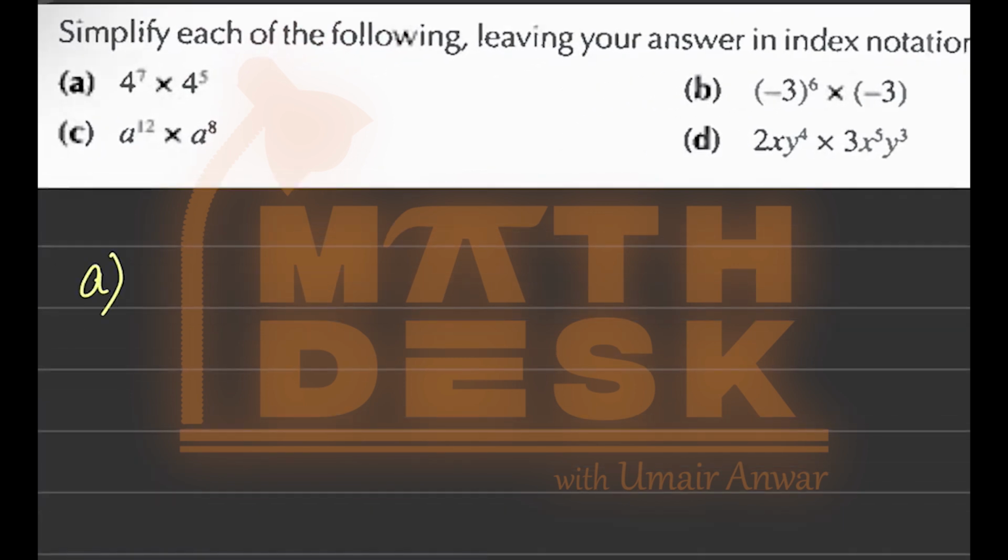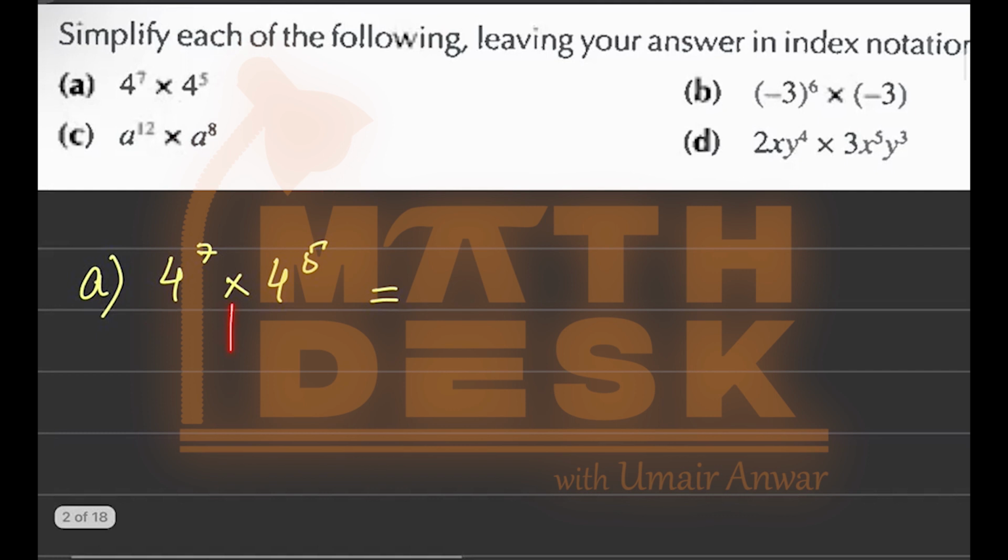In part A, 4 raised to 7 is being multiplied with 4 raised to 5. Since the bases are same, both bases are 4 and they are being multiplied with each other, so we can add their powers or their indices. So I would be writing a single base 4, then the index of the first term plus index of the second term. So it would come out to be equal to 12. 4 raised to 12 would be the answer of this part.